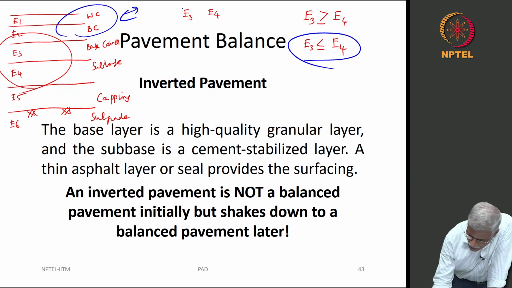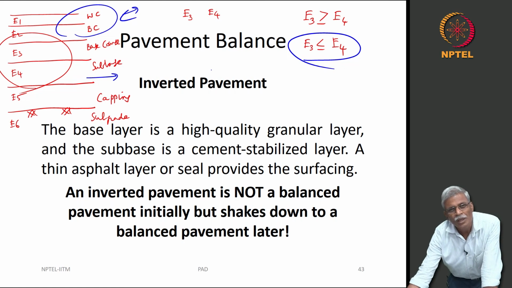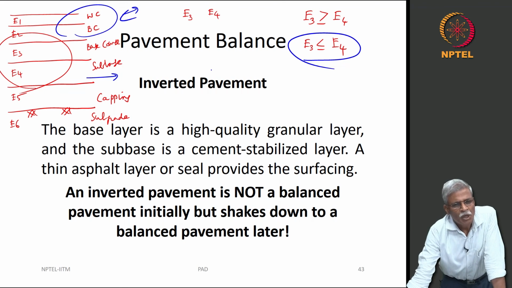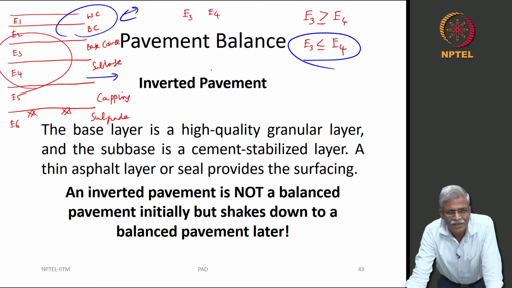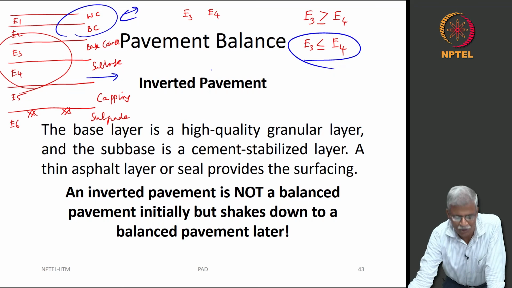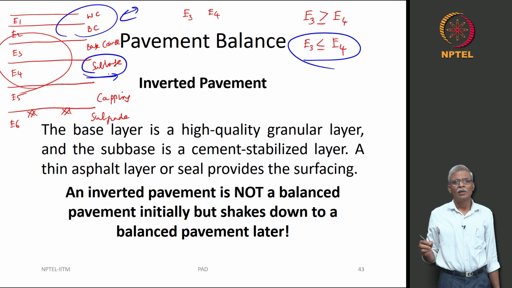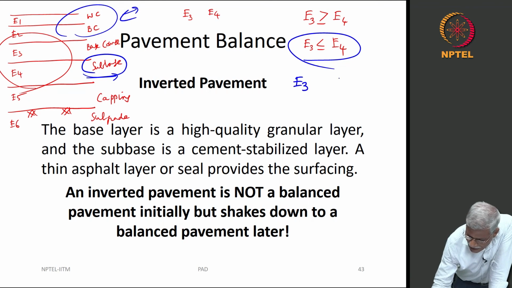So, what does that mean? That means this, and in fact, this is something that you should try to do using a KenPave kind of an analysis, try to put across modulus values that are slightly more than for the higher layers and see what happens. And again, this is something that you could do as a small project. Now, since this has more modulus value, it can take more load, and it can also deteriorate faster.